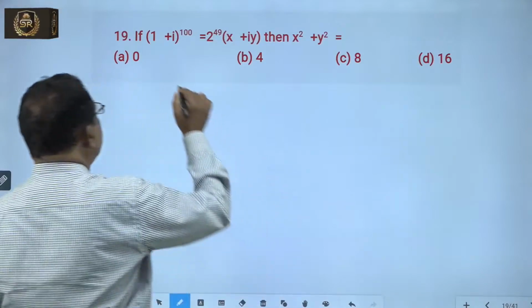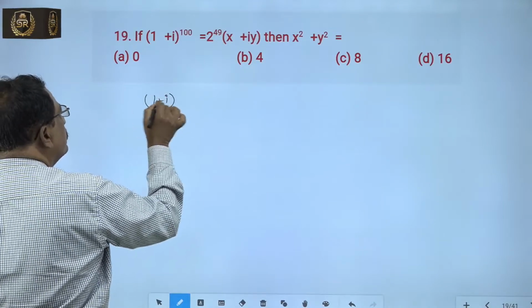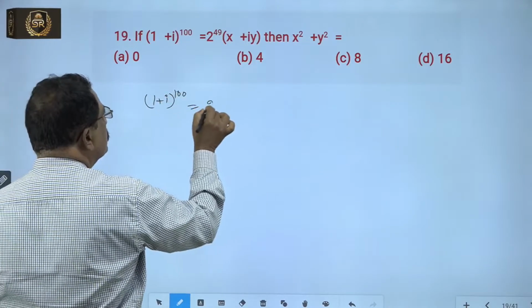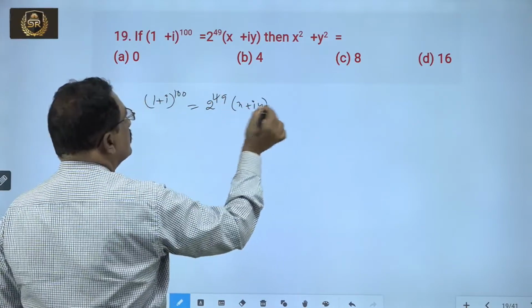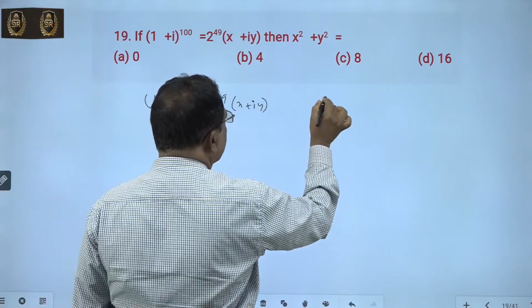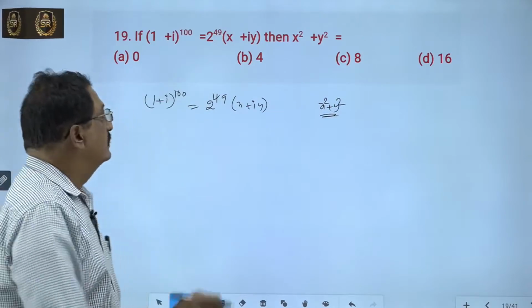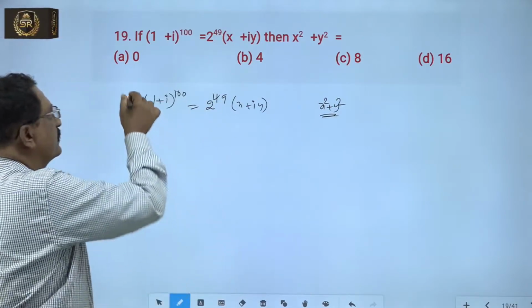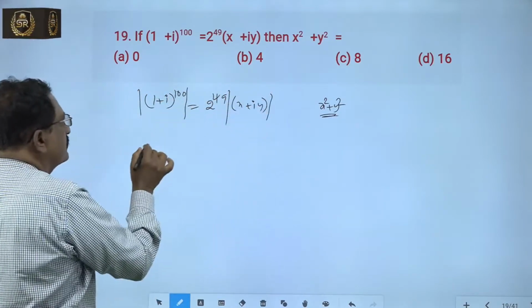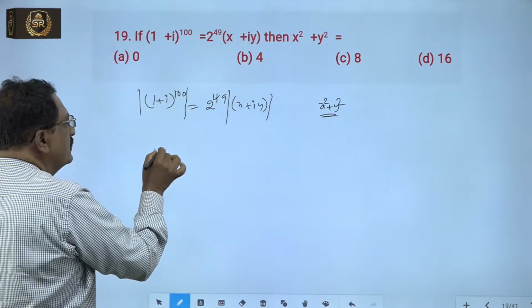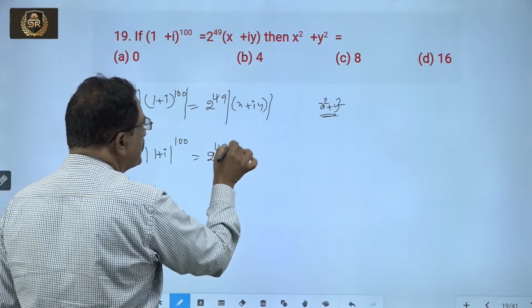Next problem: if (1 + i) to the power of 100 equals 2 to the power 49 times (x + iy), then require the value of x² + y². X² + y² equals how much? Here two complex numbers are equal, so take modulus on both sides. That gives mod of (1 + i) whole to the power of 100 equals 2 to the power 49 times mod of (x + iy).